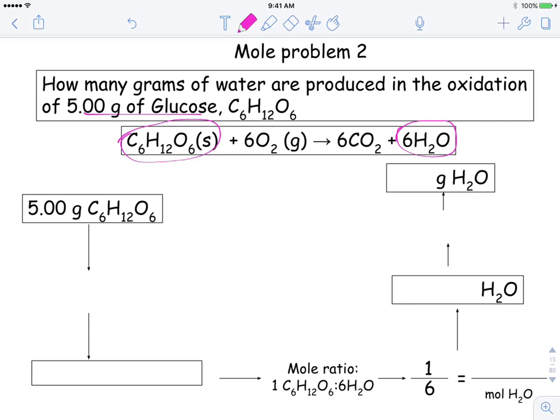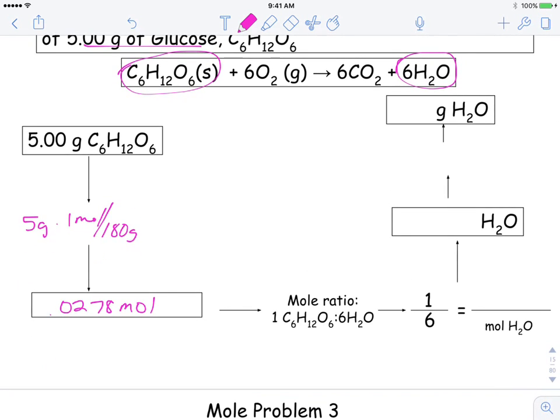So now the 5 grams of glucose. I need to change this to moles. 5 grams times 1 mole for every 180 grams. So when I do that, let's see what we get here. We do our 5 divided by 180, and we get 0.0278 moles of glucose. Now we do our mole ratio.